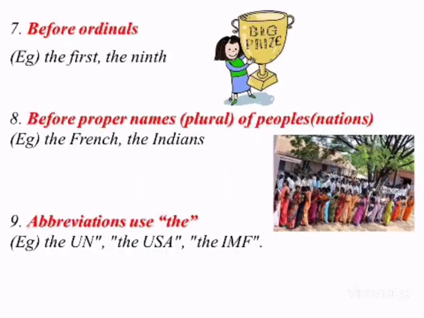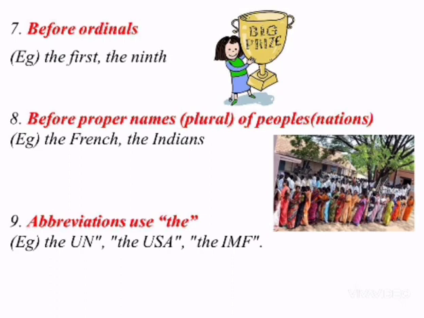Okay, now some more examples. Number 7, before ordinals: the 1st, the 9th. Number 8, before proper names of peoples. For example, the French, the Indians. Number 9, before abbreviations or short forms, you can use "the". For example, the UN, the USA, the IMF. Okay, students, so these are the usages or rules. If you watch this video very carefully, you can very easily differentiate between the indefinite and definite article.